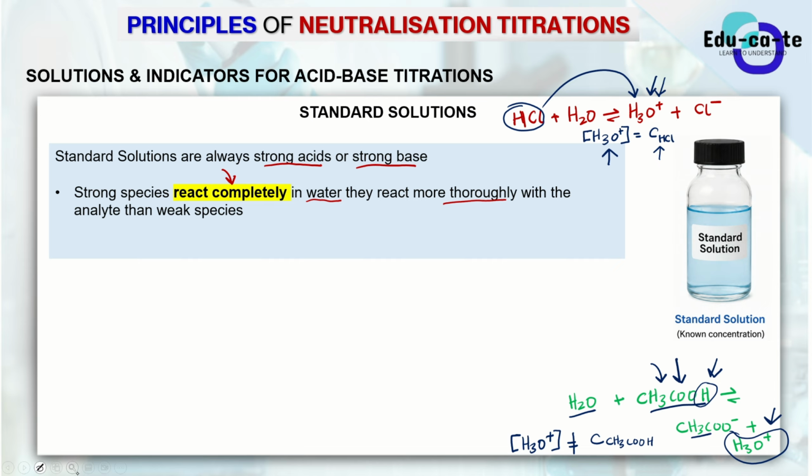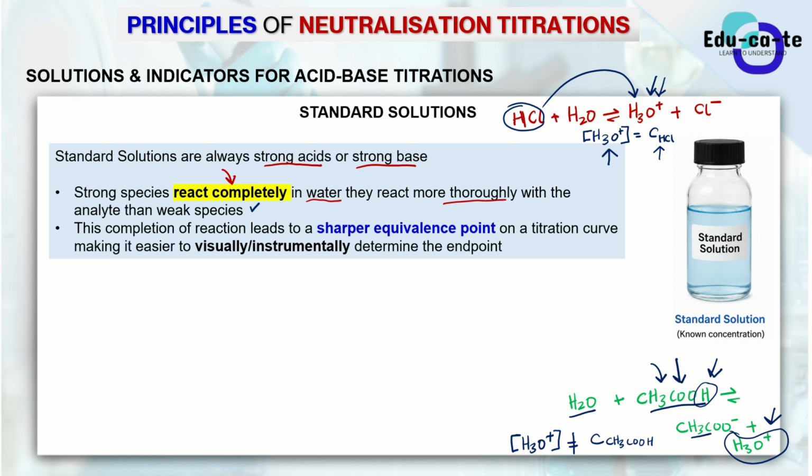So strong species react with water completely, and this makes them react better with the analyte. Hence, they are preferable as standard solutions. And since these strong species react more completely in water compared to the weak species, this completion of the reaction leads to a sharper equivalence point on a titration curve, which makes it easier to visualize or instrumentally determine the endpoint.